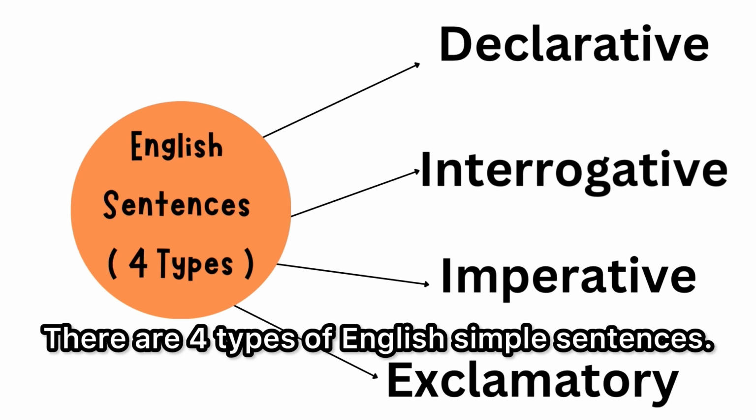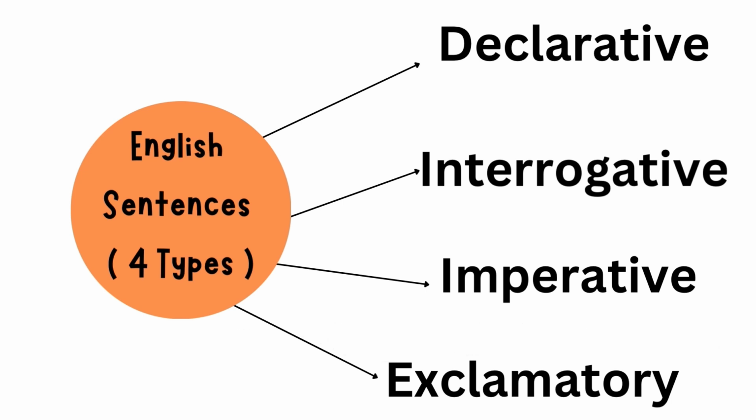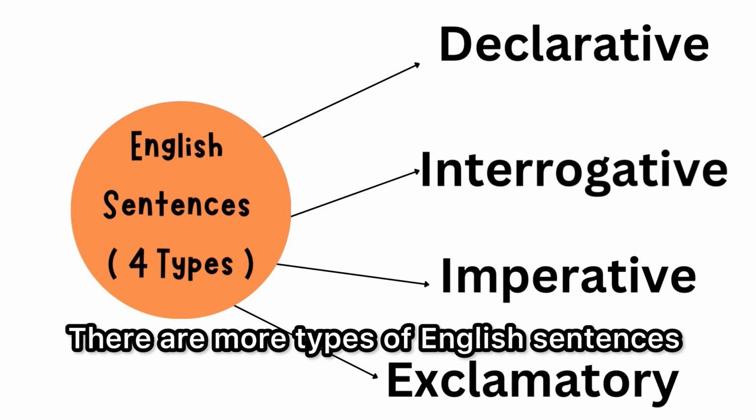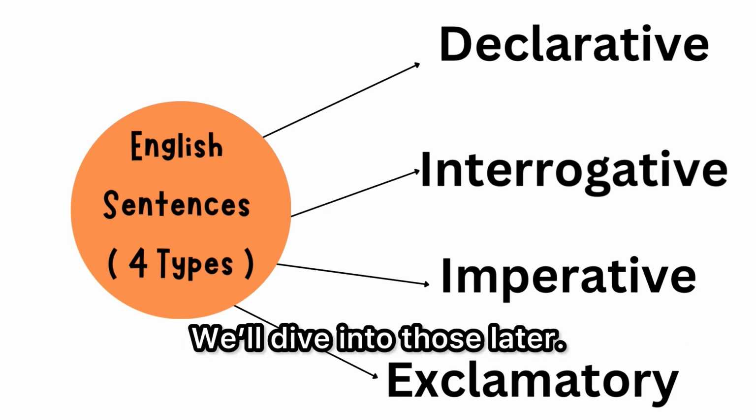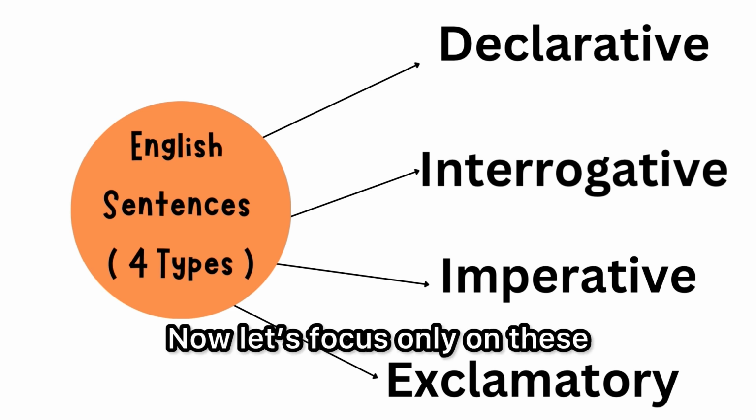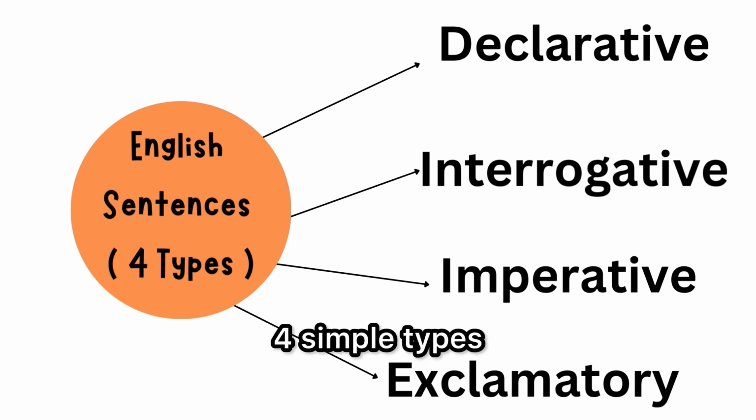There are 4 types of English simple sentences: declarative, interrogative, imperative, exclamatory. These are by functions. There are more types of English sentences. Those are more complex. We'll dive into those later. Now let's focus only on these 4 simple types.